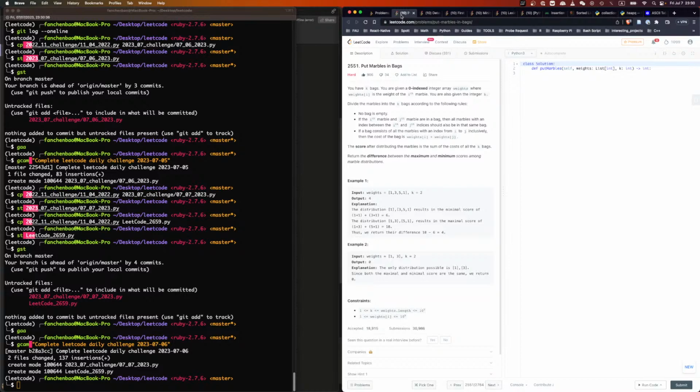If a bag consists of all the marbles with an index from i to j inclusively, then the cost of the bag is weights[i] plus weights[j]. The score after distributing the marbles is the sum of the costs of all the K bags. Return the difference between the maximum and minimum scores among marble distributions.